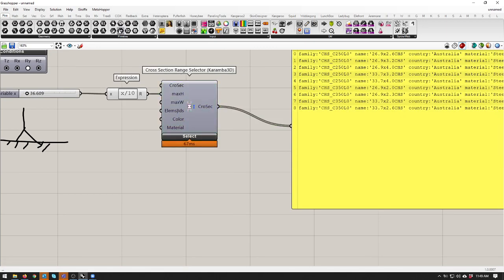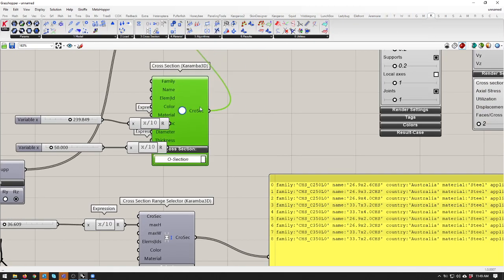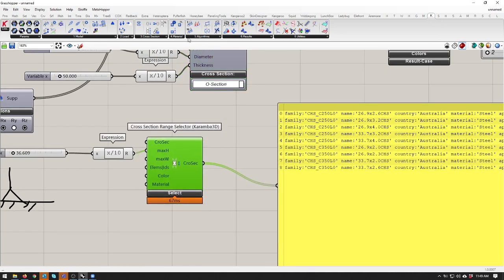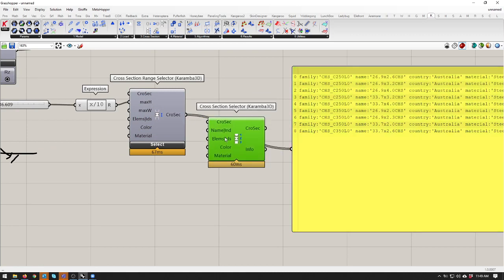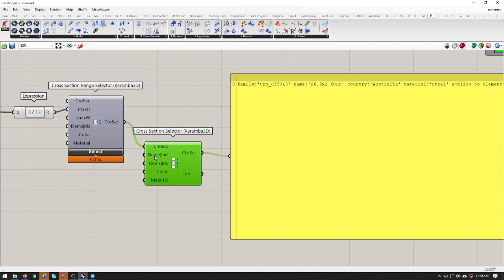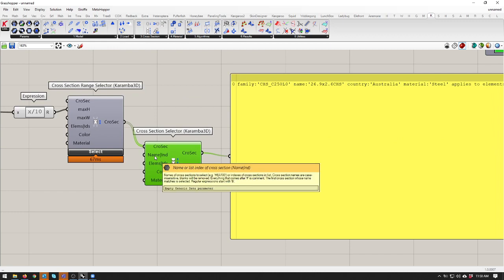How would you pick it? There must be a better component for this. Usually I use this one. I normally find that this is a bit too annoying for people, but here we go. Let's try this. Cross section selector. That just picks one. So yes, this one you either give it an index, which is the same as list item, or you can type a name.